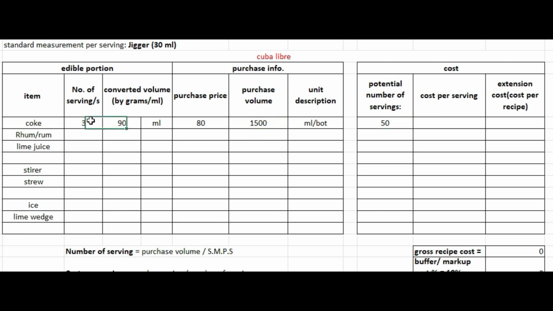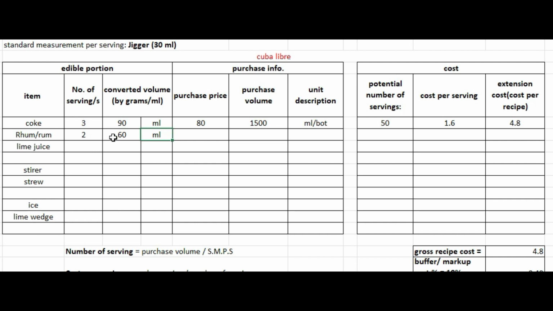Therefore, for our potential number of servings, we have 50 servings after dividing the purchase volume by the standard measurement per serving, or 30 ml. And then for our cost per serving, we just divide the 80 pesos by 50 servings. And then to get our extension cost, or the cost per recipe for the entire edible portion of Coke in this recipe, simply multiply the cost per serving, which is 1.6 pesos, by our edible portion number of servings, which is 3 jigger, equivalent to 90 ml.